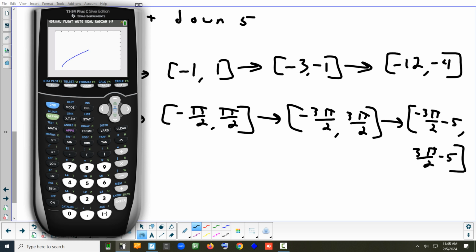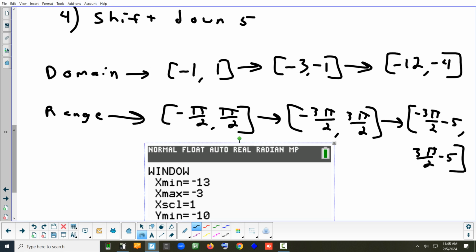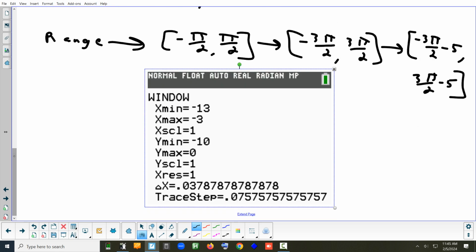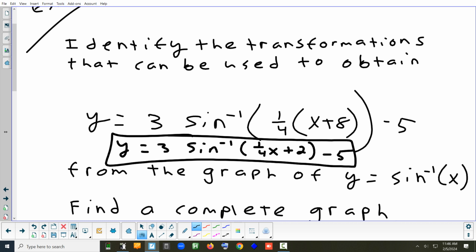Because if you set the window the way we did, there should be white space around the whole graph. Exactly like that. So when I didn't see that white space in the upper right, I knew something was a little bit off. Okay, so there's your window. Any questions on that one? Okay, so I didn't have to find the domain and range, but it really helps you to set your window. Okay, we do everything they wanted, identify, and find a complete graph.